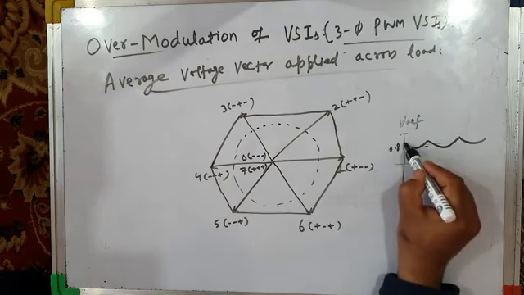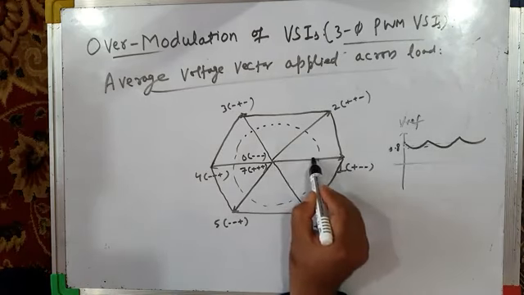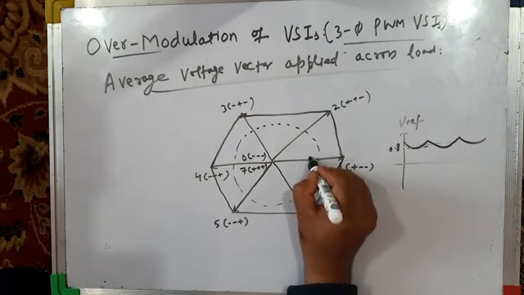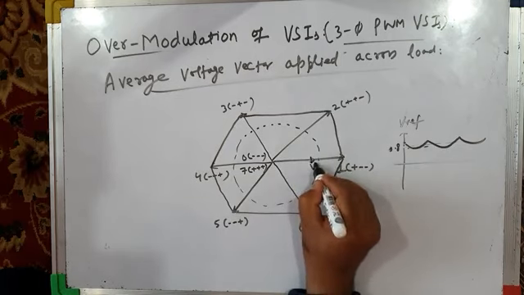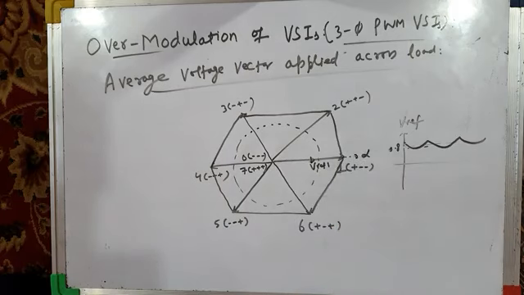If you start from here, the rotating reference vector has maximum amplitude here. Say, for example, it has this much amplitude here. Let me call this Vref1, and it is along the alpha axis. This is your alpha axis.